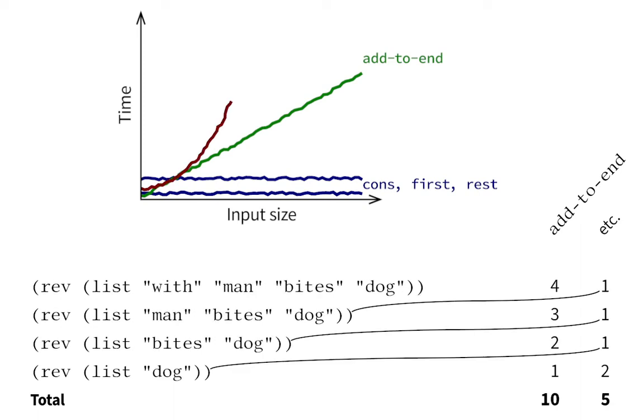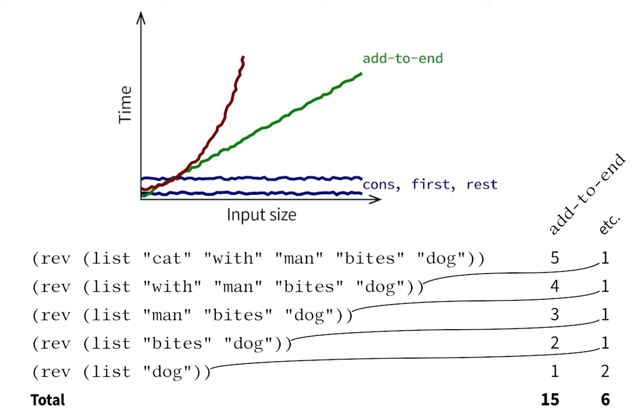It takes 5 more steps to reverse a 4-element list. That makes 15 steps. It takes 6 more steps to reverse a 5-element list. That makes 21 steps. Because each additional element requires not just more steps, but more steps, the time ref takes is proportional not to the number of input elements, but to the square of the number of input elements. That's why ref gets so slow when the input gets big.